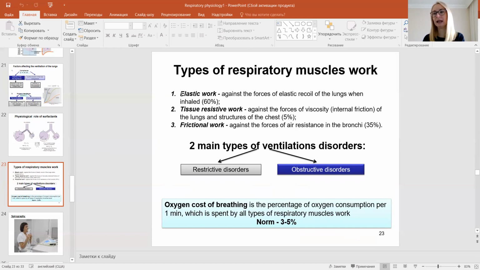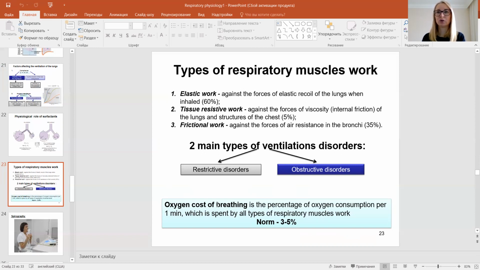So the first one is elastic work. It's work against the forces of elastic recoil of the lungs when inhaled. Second is tissue resistive work against the forces of viscosity of the lungs and structures of the chest. And the third one is frictional work against the forces of air resistance in the bronchi.